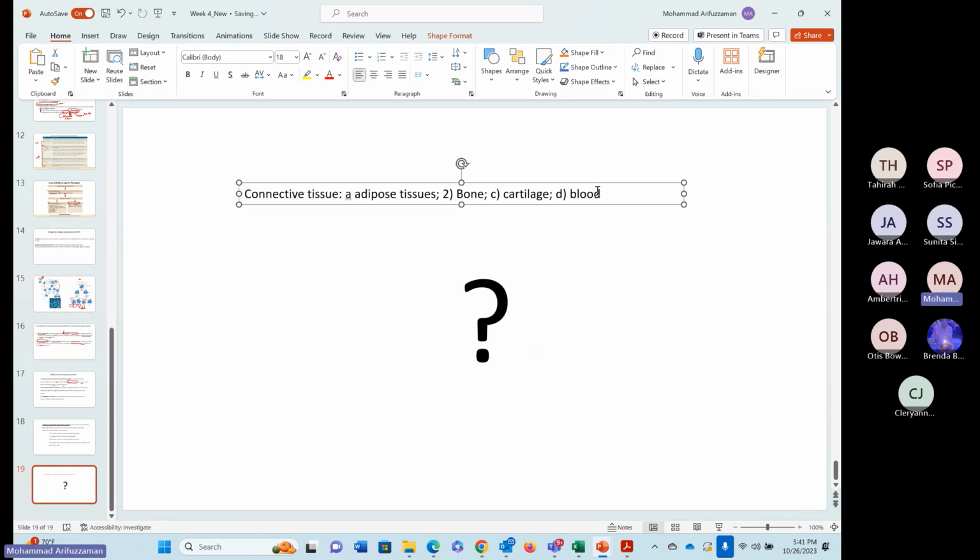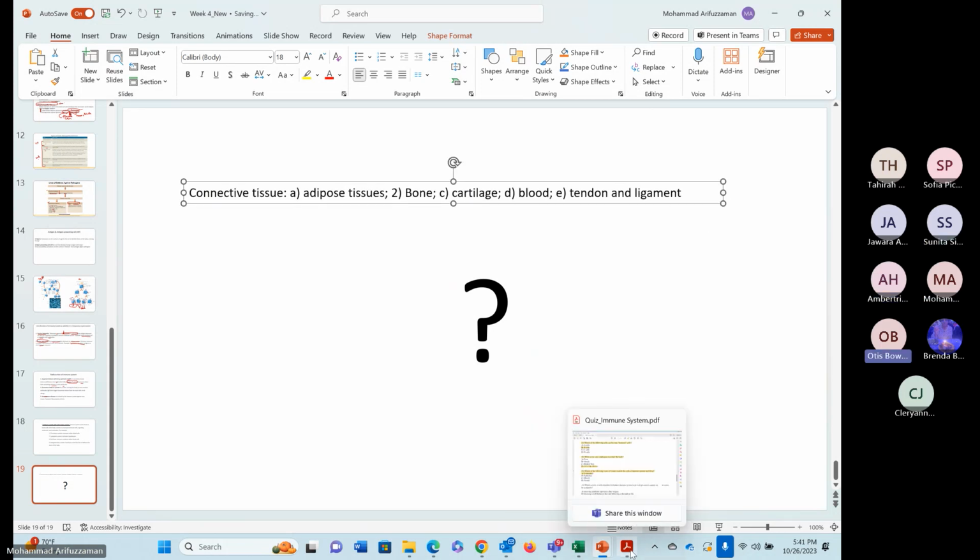And you know that the tendon is also connective tissue. Tendon and ligament are dense regular connective tissue. These are all examples of connective tissue. Is it clear, the connective tissue? Yes, now it is. Okay, good.